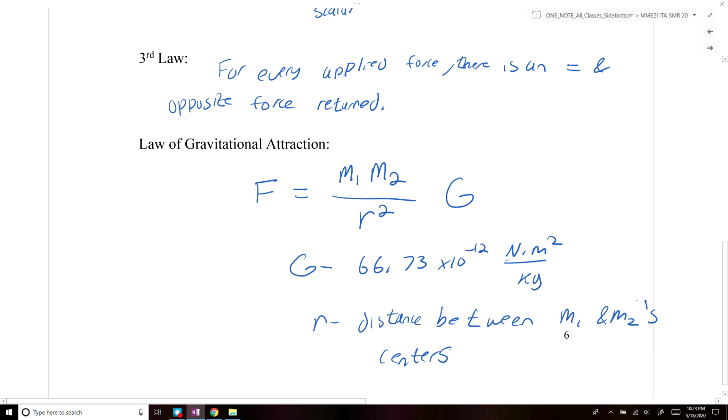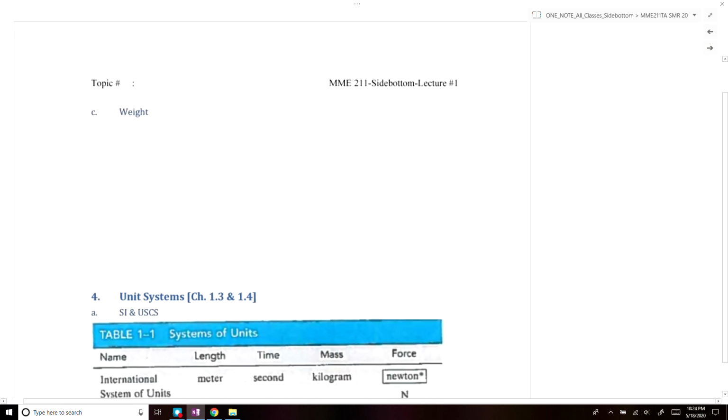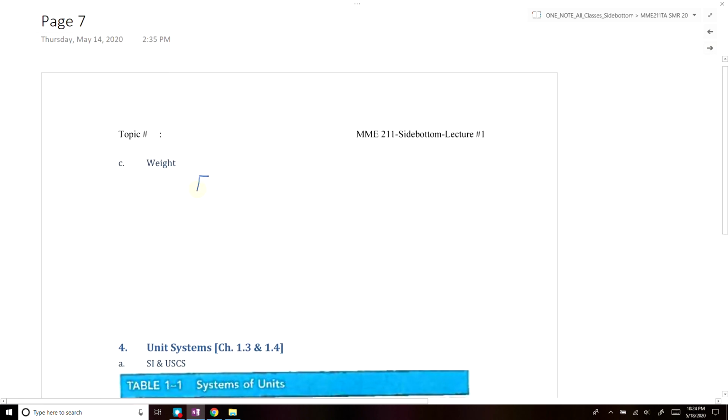using Newton's law of gravitational attraction, we can define the weight of an object. So if we go to the next page here, you can say that the weight of an object is equal to the force between an object on Earth, times the mass of the Earth, times the universal gravitational constant, divided by the radius of the Earth squared.